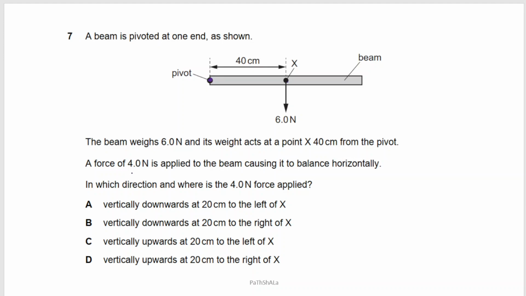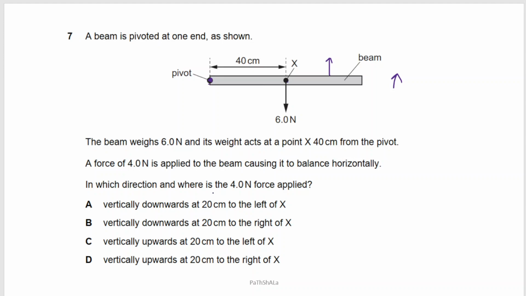They are saying a force of 4 Newton is applied, making the beam horizontal. We have to balance it horizontally, basically. So if the weight is acting downwards and the pivot is here, the force we have to apply has to act upwards, right? And because the pivot is on this side, that force has to be somewhere towards the right. So let's say somewhere here.